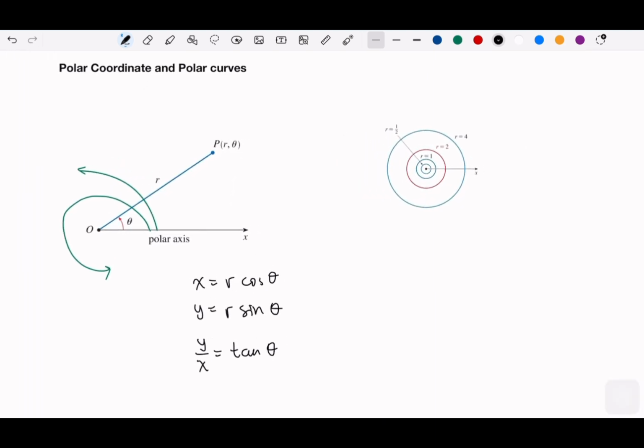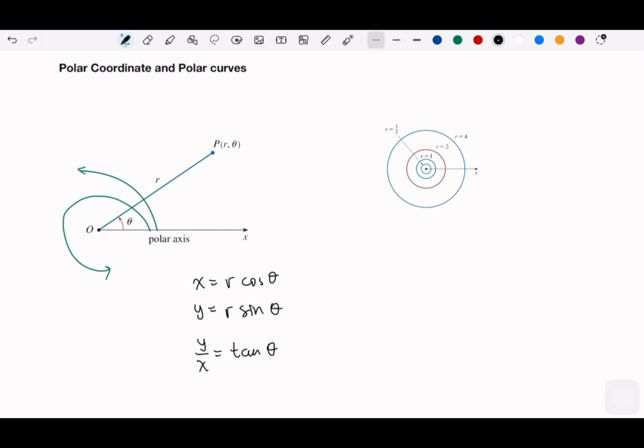Okay, now we are going to learn about polar coordinates and polar curves. How we are going to work with polar is basically we are going to write the coordinates based on the radius and the angle. This is just an example of how the radius will be applied in the polar system.